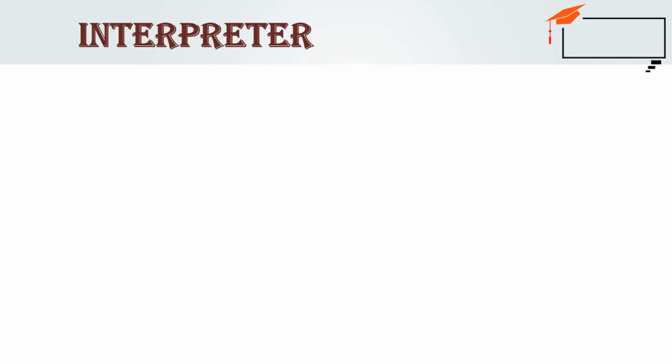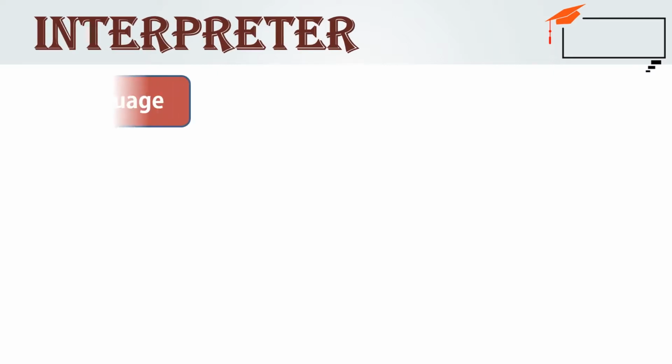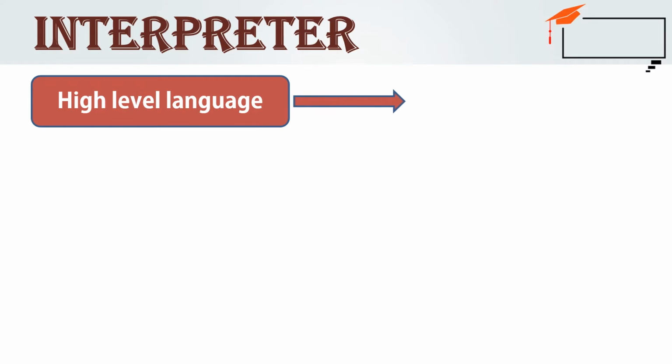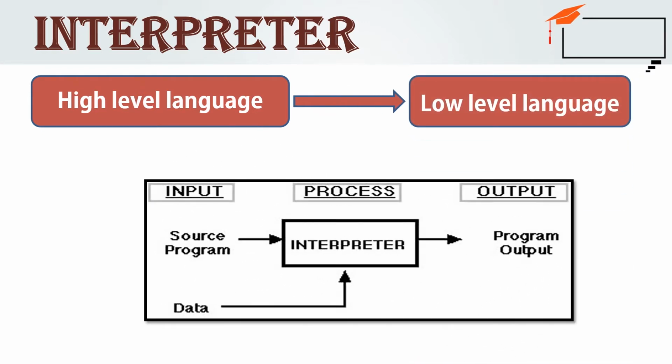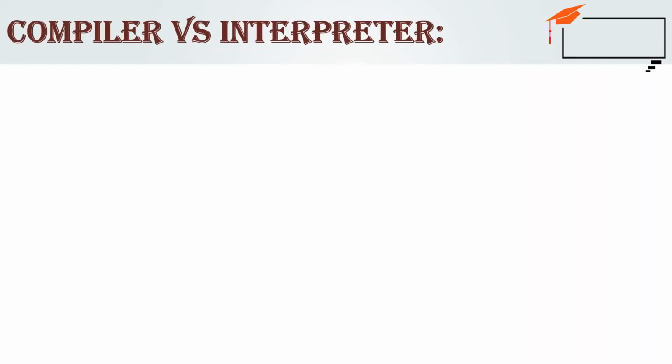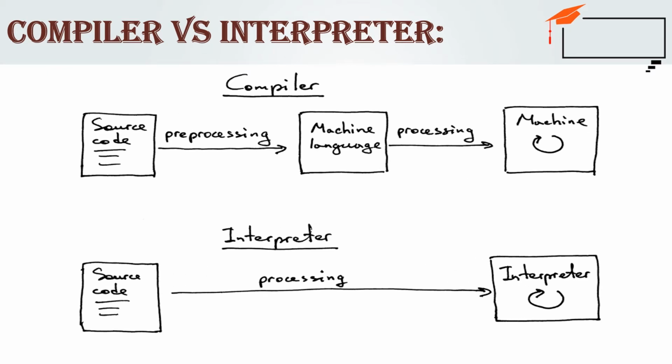4. Interpreter. An interpreter directly converts high-level language code into low-level language code. An interpreter is similar to a compiler because it also translates a high-level language into low-level machine language, but the way it reads input is different from that of a compiler. A compiler takes as input all of the source code at once.